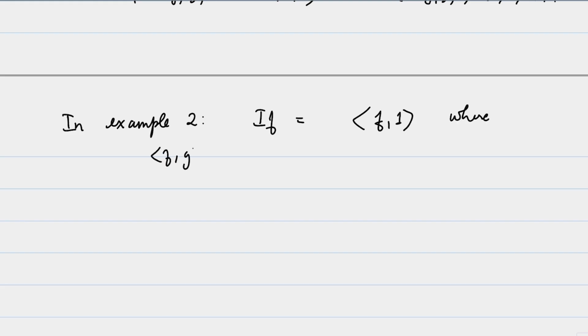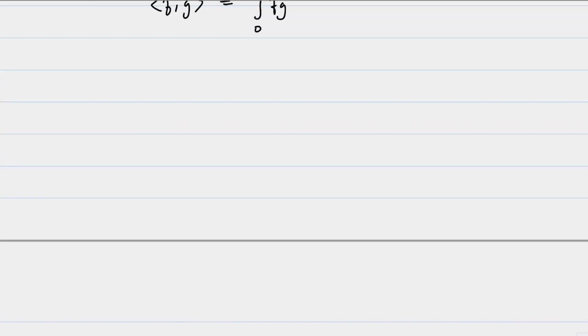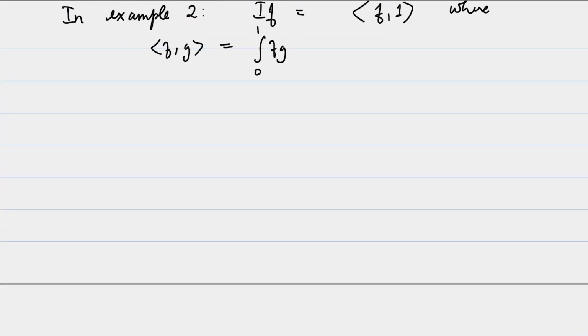Let's look at the next example that we considered, in example 2. I of f is just the inner product of f comma 1, where the inner product of f comma g is defined to be the integral from 0 to 1 of fg. This is also actually the inner product of f with the constant function 1. So this tempts us to conjecture that in an inner product space, maybe every linear functional can be realized in this manner.